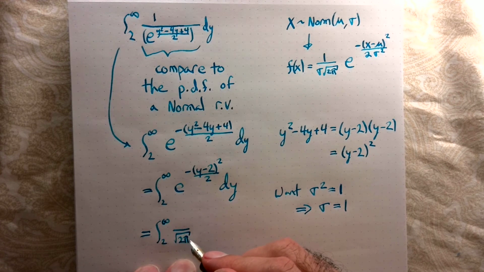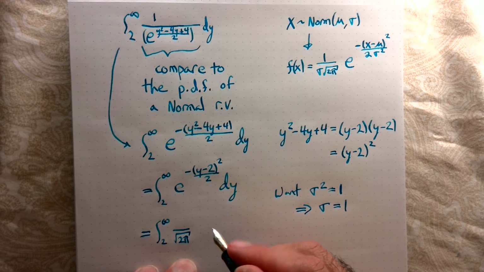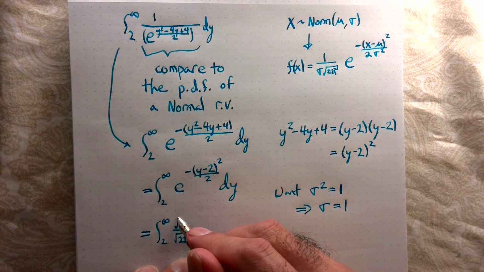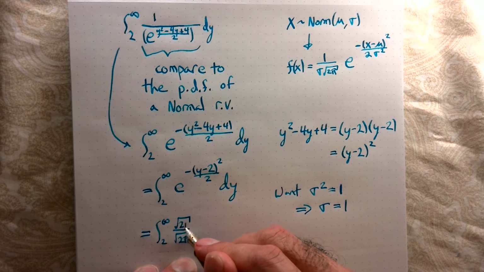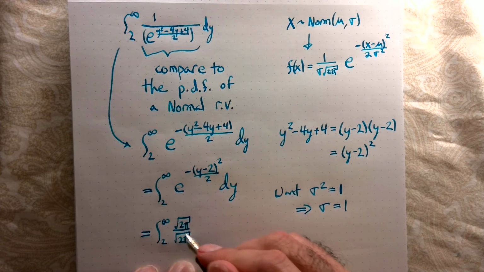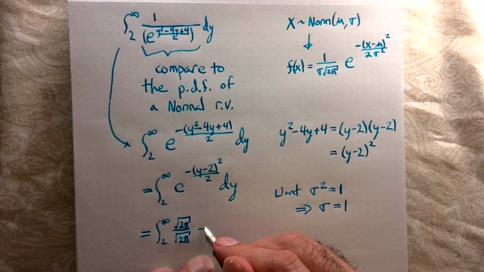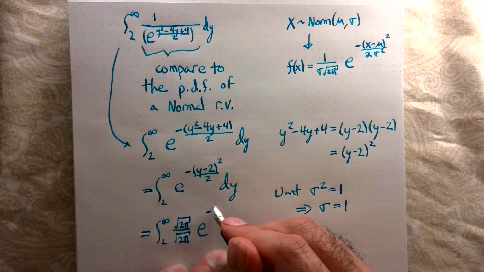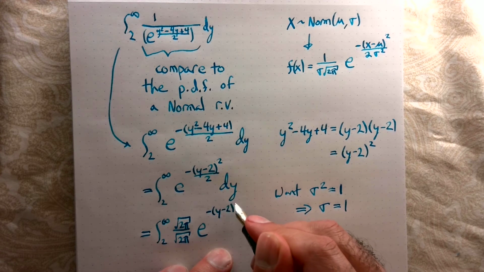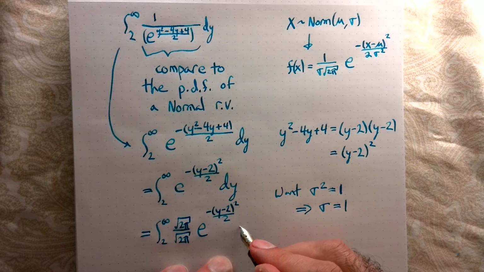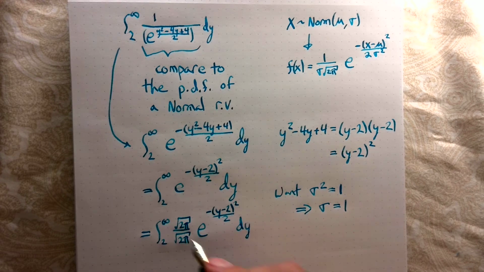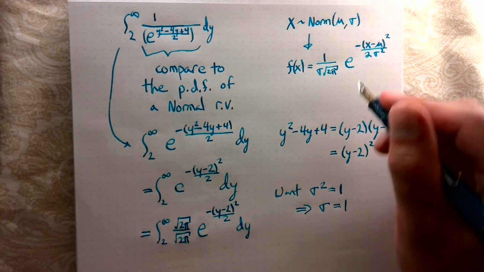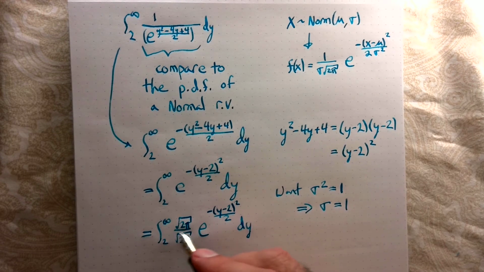But I can't just divide by square root of 2 pi. That's going to change the expression. So I also need to multiply by the square root of 2 pi. So I'm basically just cleverly multiplying by 1. And then this is times e to the minus (y minus 2) squared over 2 dy. And now let's pull this out, because I want this to look like the probability density function of a normal random variable.